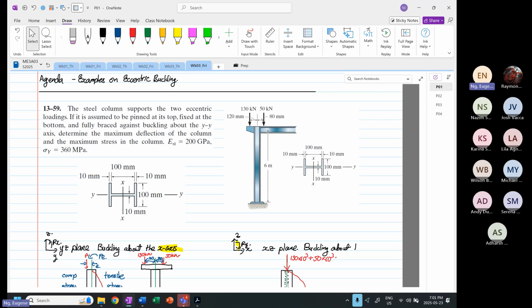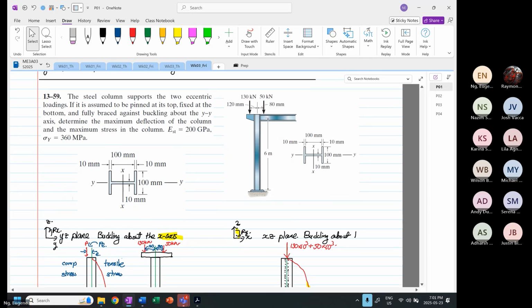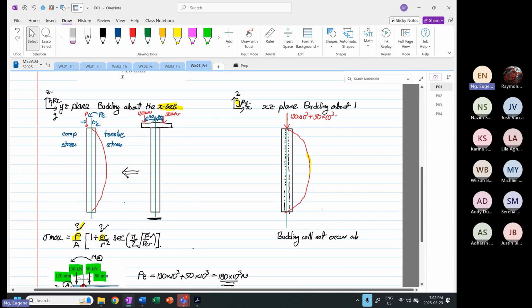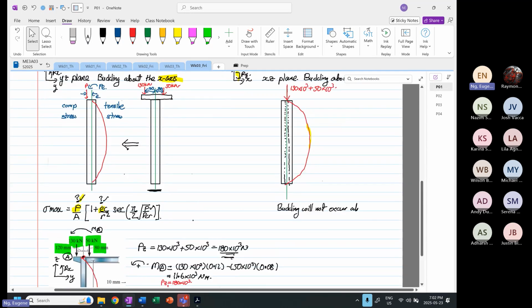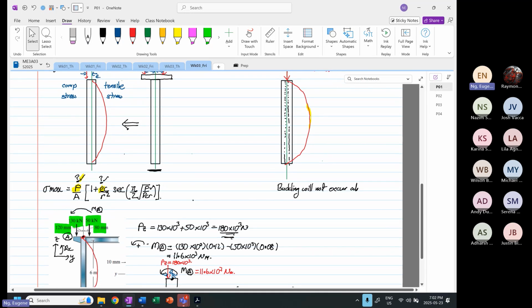Just to recap quickly, the steel column supported by an eccentric load is assumed to be pinned at its top, fixed at the bottom, and is fully braced against buckling about the y axis. Two things we have to determine: the maximum deflection of the column, and the maximum stress in the column. We are given that the Young's modulus of the steel is 200 gigapascal and the yield is 360 megapascal. So we know that there will be buckling about the x-axis. We have determined P yesterday.